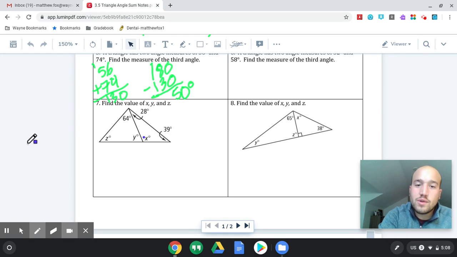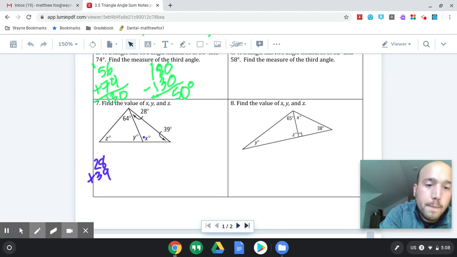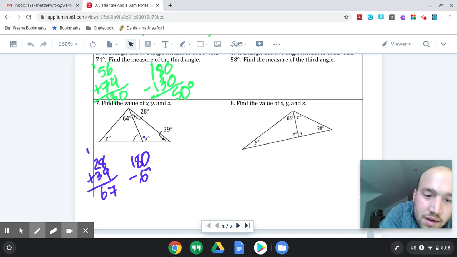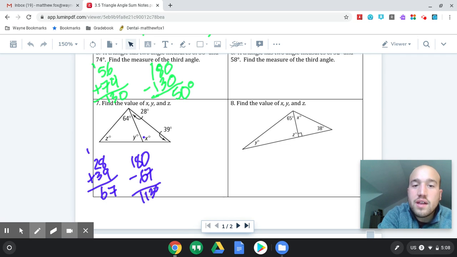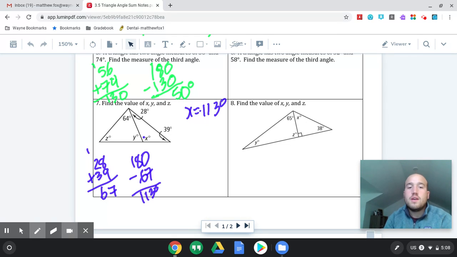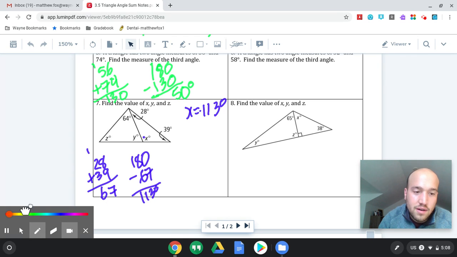So if one's 28 and one's 39, we'll do 28 plus 39. Okay, 8 plus 9 is 17. 1 plus 2 plus 3 gives us 6, so 67. Okay, from here, all we have to do is take that 180 minus that 67, and we get 113 degrees. Okay, so that is our answer for what x equals. X equals 113 degrees.